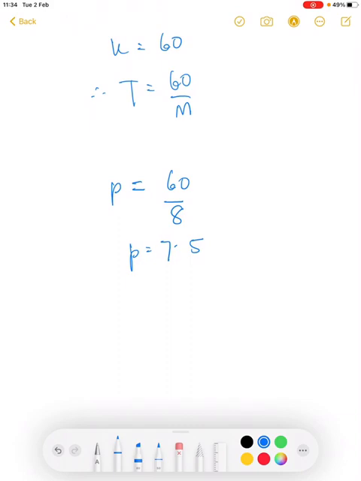Q, t is equal to 4, so 4 equals 60 over q. q is 60 over 4. So q equals 15. Okay, so we are done with self practice 1.2b.